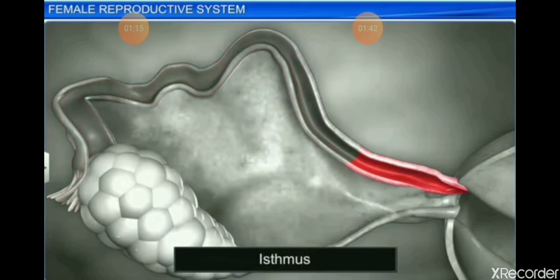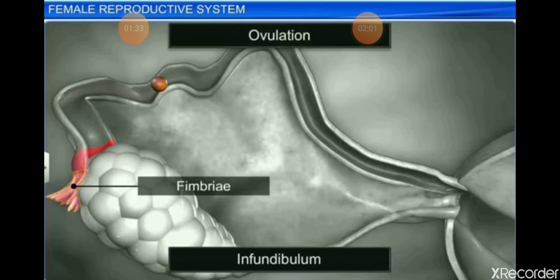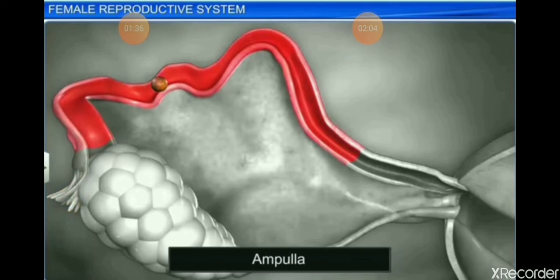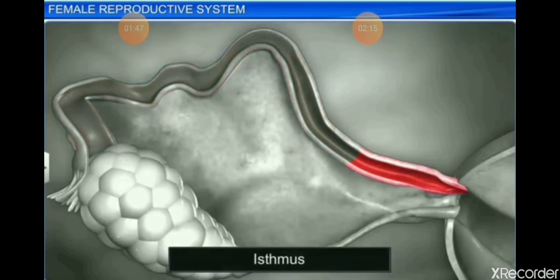The next part is the wider part, the ampulla. Next is the isthmus. The infundibulum has fimbriae, the finger-like projections, which collect the ovum from the ovary and push that ovum inside the fallopian tube along the ampulla. That's the ovulation process. In the ampulla, fertilization of the ovum and sperm takes place. The fertilized ovum passes through the fallopian tube, reaches the isthmus and finally the uterus.